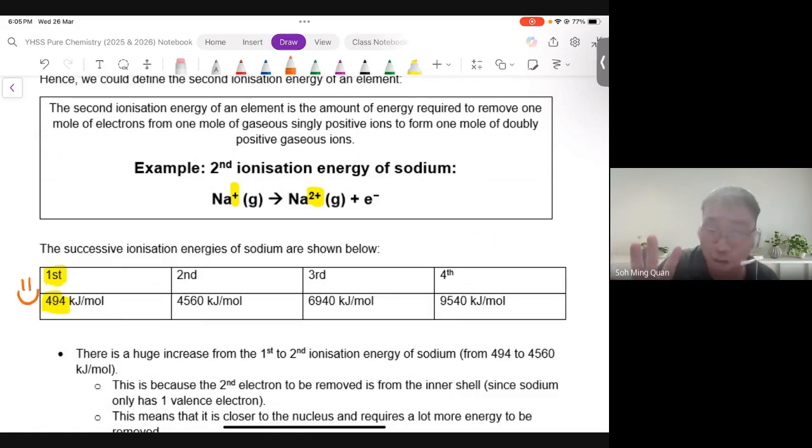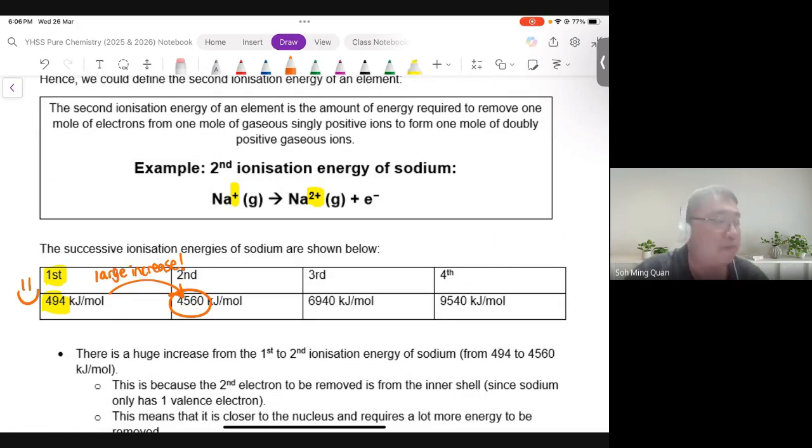494, not so much. To lose the first electron, sodium still can. But do you notice, from the first to the second, there is a very large increase. It increases so drastically from the first to the second, meaning the energy needed to remove the second electron is so much more. I'm sure you can see from the numbers, right? Literally 10 times more. You need 10 times more energy in order to remove the second electron from sodium.